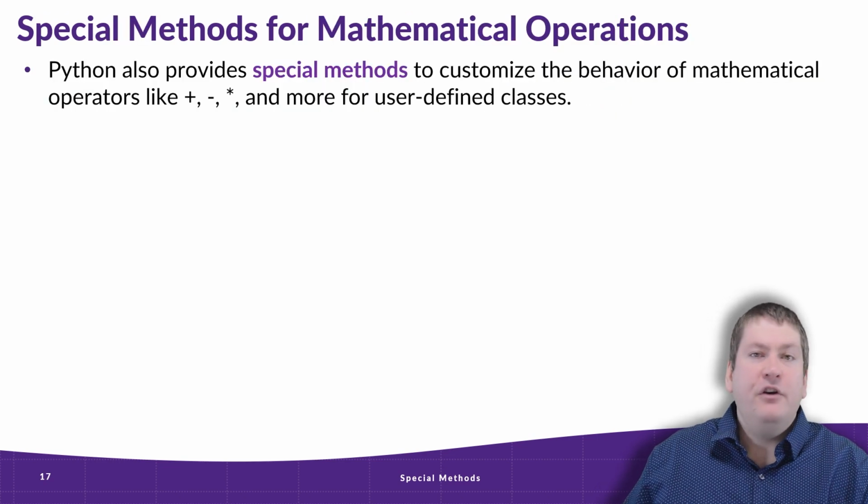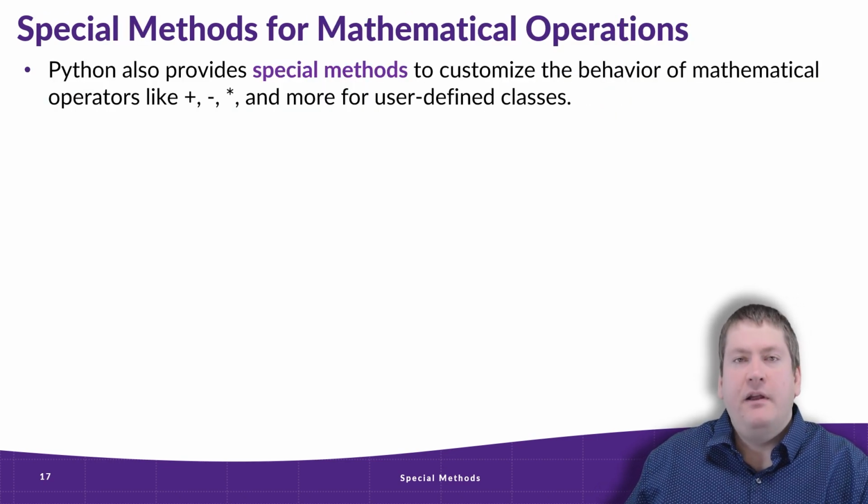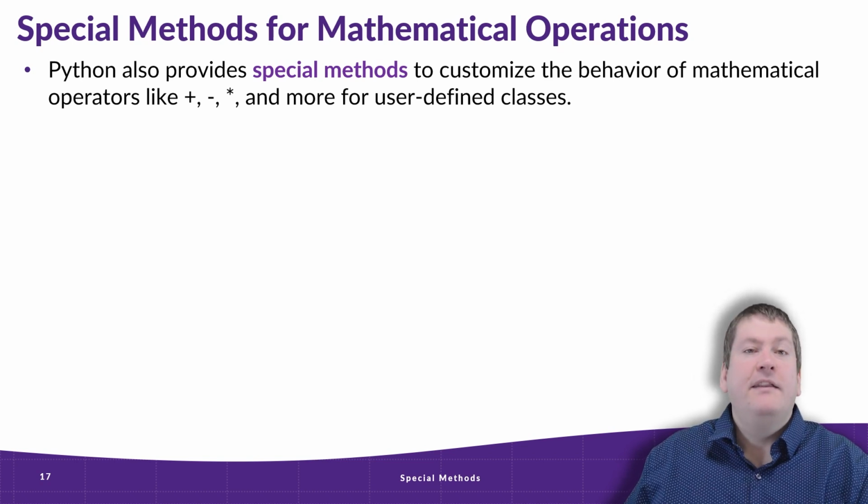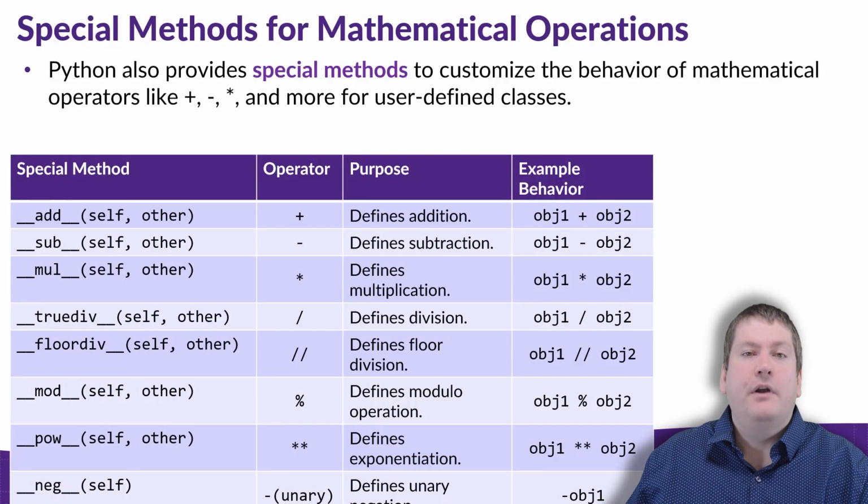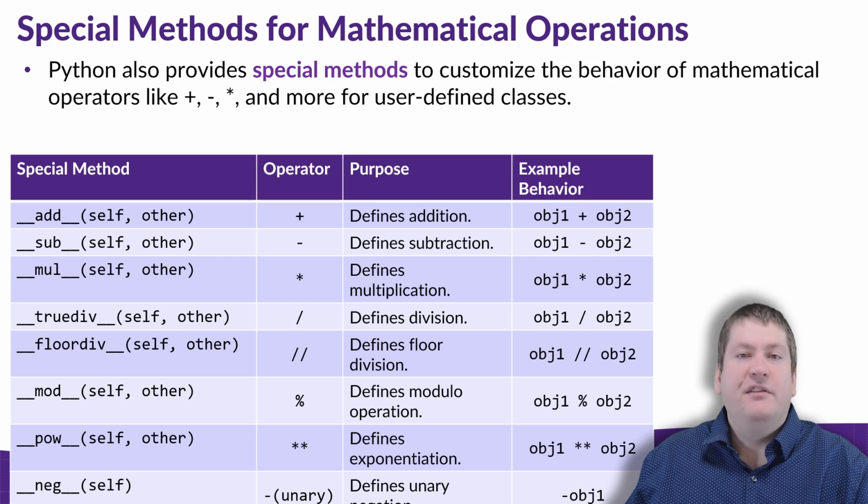These special methods aren't just for comparison operations. Pretty much every operator in Python has a corresponding special method that we can define for our user-defined classes. And this allows us to customize the behavior when these operations are used on instances of our classes. Here's a list of some of the most common ones. And you can see these are all the operators we've talked about earlier in this course. They're things like addition, subtraction, multiplication, division, floor division, modulo, and so on. And each one has its own special method.